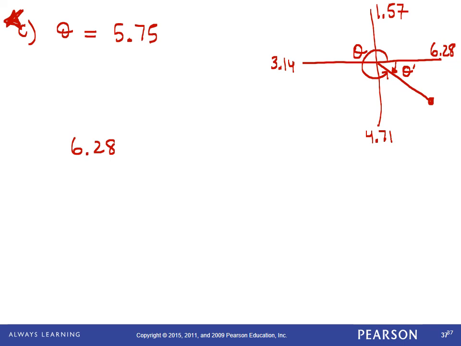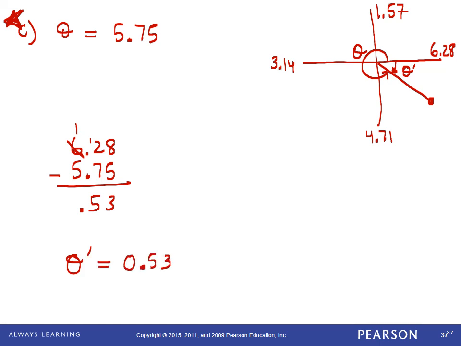Again, the formula would be 360 minus theta, or in this case, 2 pi minus theta. So how about just this right here? You're not quite to 360 degrees, so you take 360 and subtract the angle that you have. Once we do that, we wind up with the reference angle being 0.53. Good there.